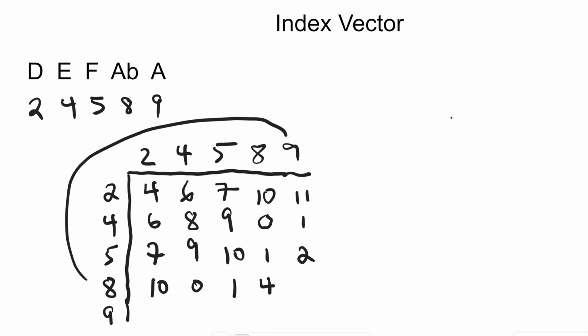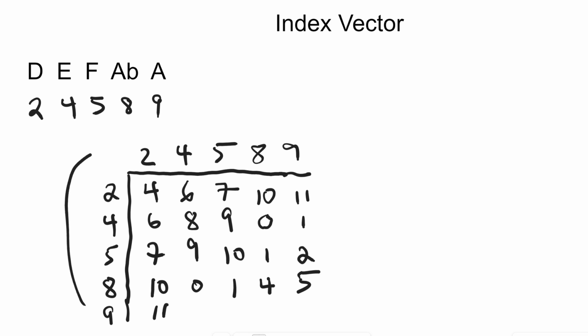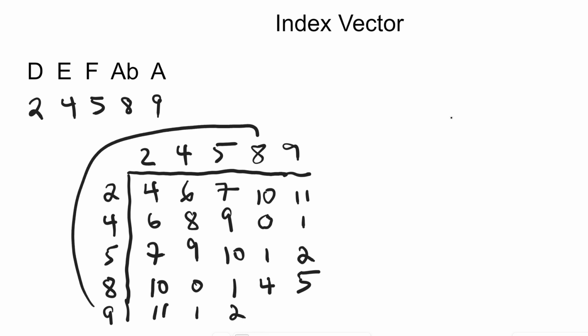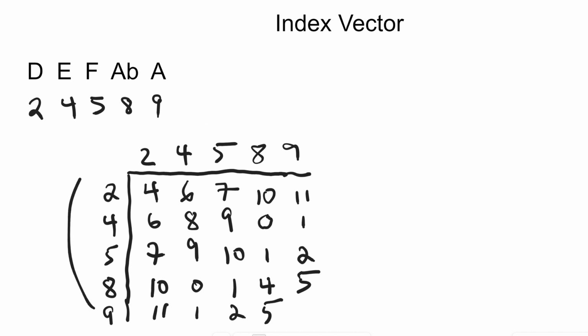8 and 9 is 17, minus 12 is 5. And now the last group of numbers here, 9 and 2 is 11. 9 and 4 is 13, which is 1. And 9 and 5 is 14, which is 2. 9 and 8 is 17, minus 12 is 5. And 9 and 9 is 18, minus 12 is 6.